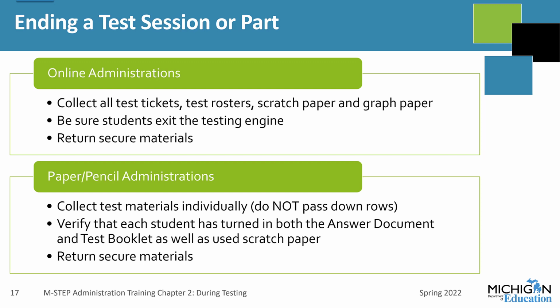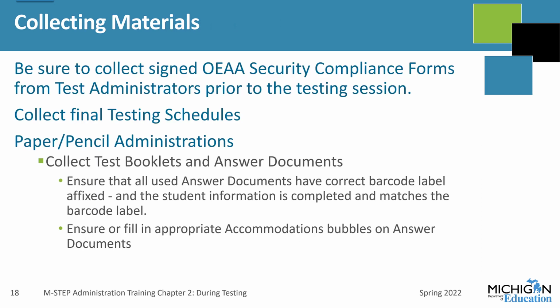In paper-pencil administrations, test booklets, answer documents, scratch paper, and graph paper, if used, should be collected individually. These documents should not be passed down rows. Be sure to verify that all answer documents, test booklets, and scratch paper are collected from all students. Test administrators must verify that all materials are collected before students are dismissed and the test session ended. All secure materials are then returned to secure storage or destruction. Materials need to be collected after the test administrations for both online and paper-pencil administrations.